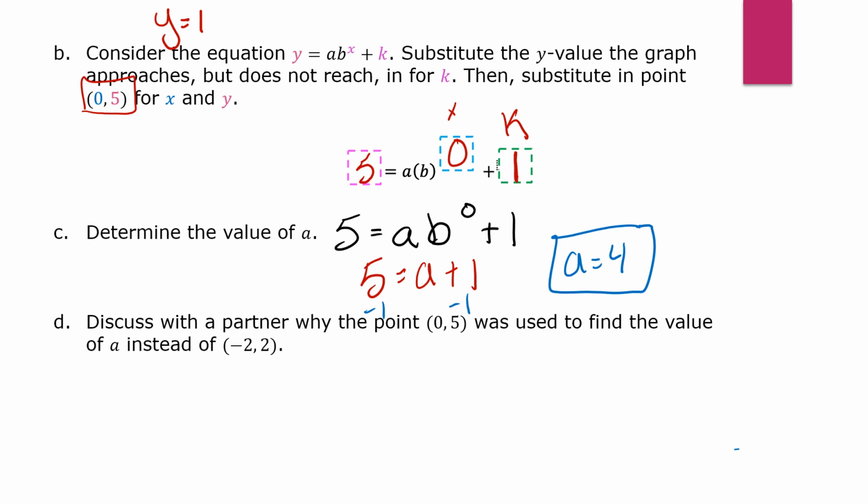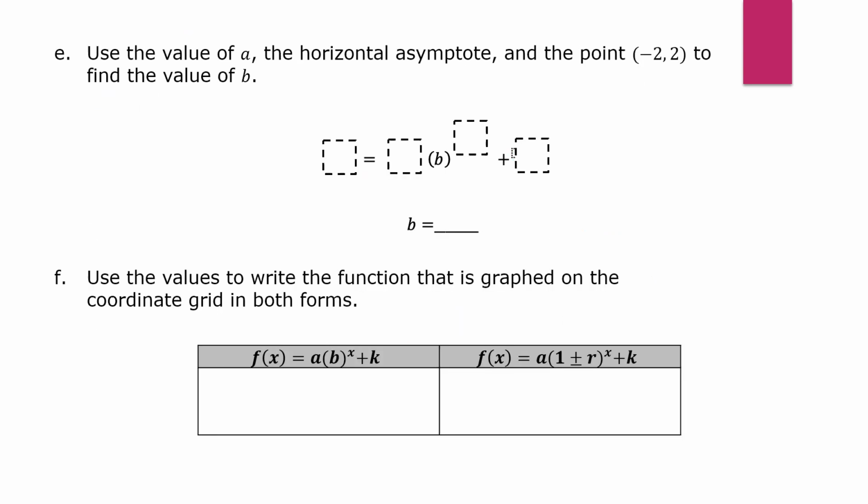For part D, it says discuss with a partner why the point (0, 5) was used instead of (-2, 2). Like I said, when we plug in 0 for x, that gets rid of my b to the 0 power. That gets rid of my b, because b to the 0 would be 1. If I used -2, like b to the -2, I wouldn't be able to just get rid of that because I would still have my b. So we're always going to try to use a point where we can plug in 0 for x.